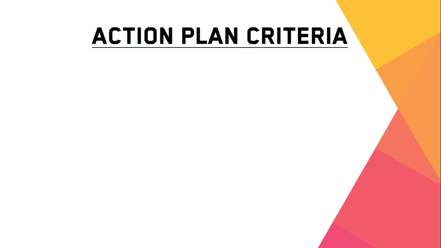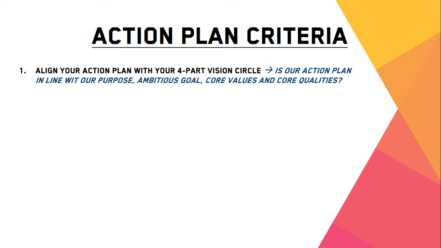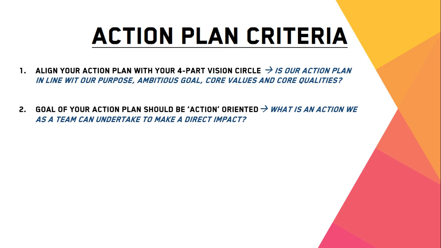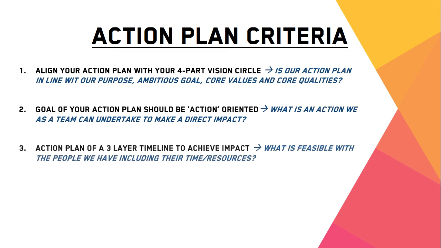And those were the 3 action plan criteria, which will hopefully help you in the development and implementation of it. To recap them again, first of all, it's to align your action plan with your 4-part vision circle. Secondly, it's about the action plan being actually action-oriented. And lastly, it's about the 3-layer timeline of achieving an actual impact.